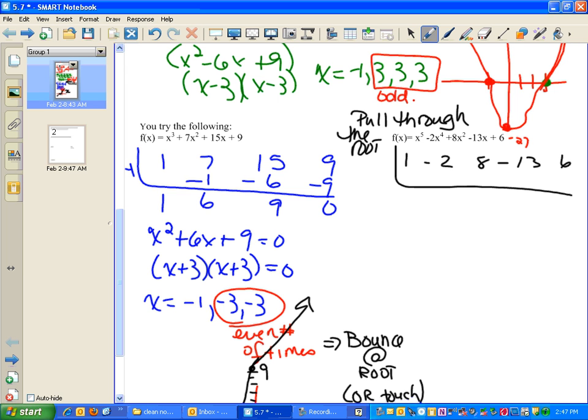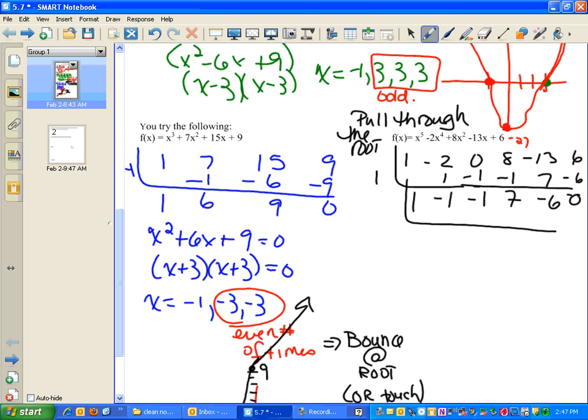Anybody get this one to work? We start with 1, 1, 1, -1, -1, 7. You need a 0. Oh, rats. Get my 0 here: 1, -2, 0, 8, -13, 6. So 1, 1, -1, -1, 7, -6, -6. Great. Okay, then we have to do it again.